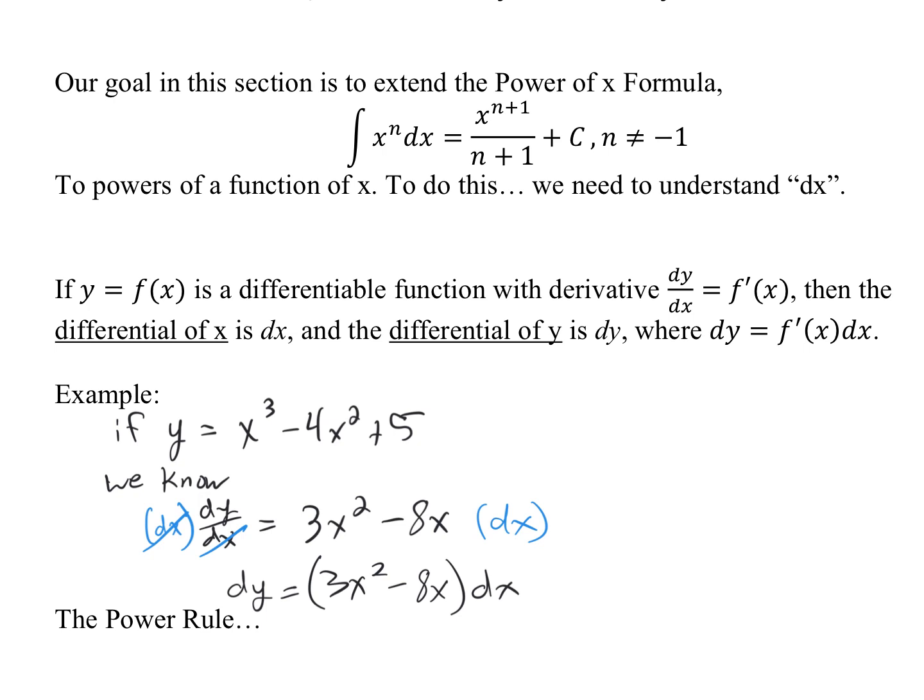And if for some reason, hint, hint, nudge, nudge, you wanted dx completely by itself, you could just divide both sides of this equation by the thing in parentheses. However nasty it looks, just divide both sides by the thing in parentheses. So if I divide both sides by 3x squared minus 8x, then what I get is dx is equal to dy over 3x squared minus 8x.